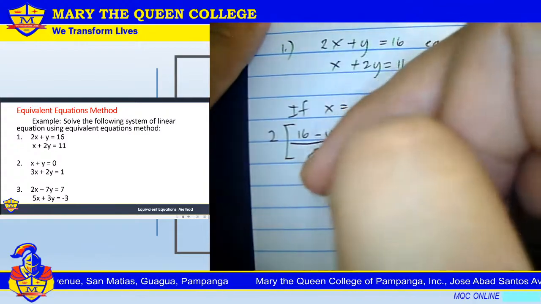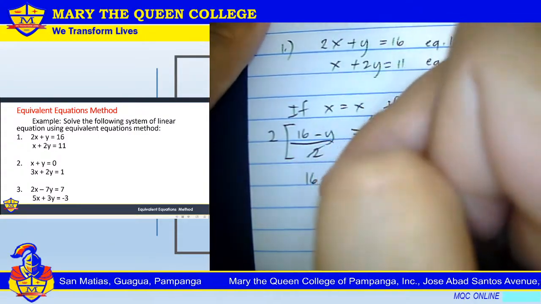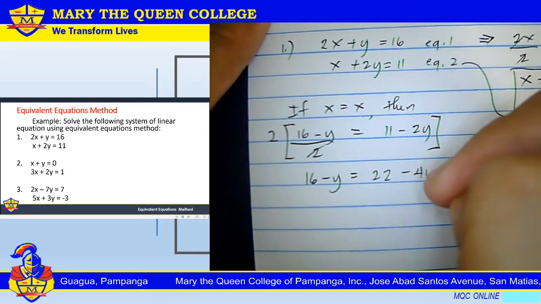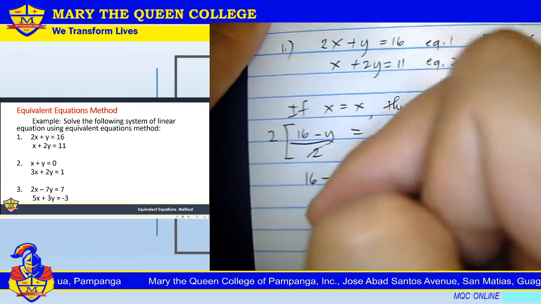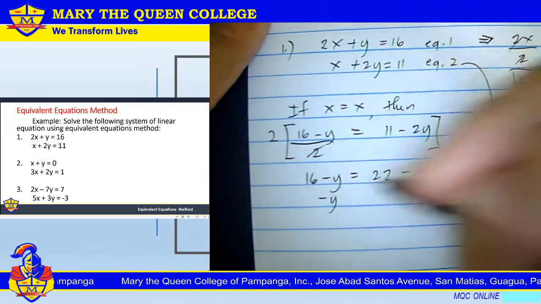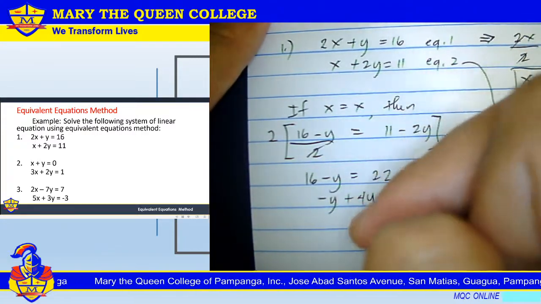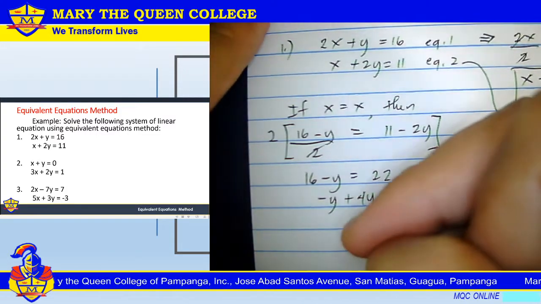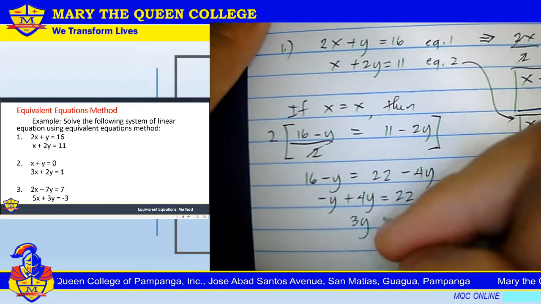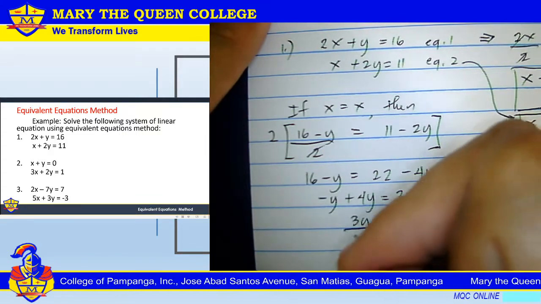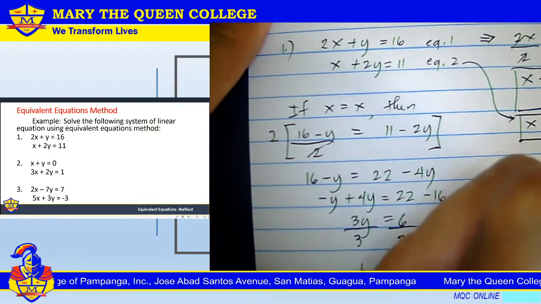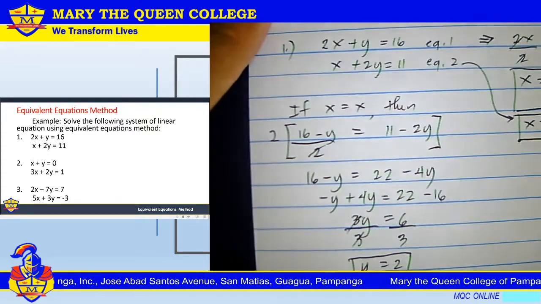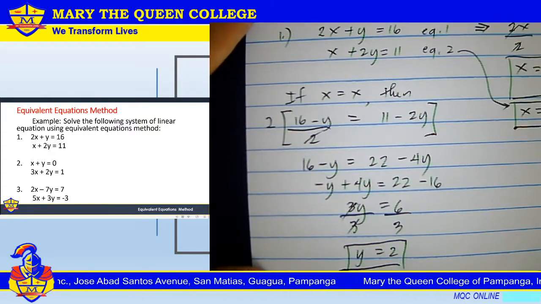Okay? So, we now have 16 minus y is equal to 22 minus 4y. Then, transpose na tayo. We have negative y plus 4y is equal to 22 minus 16. Then we will get 3y is equal to 6. Divide 3 both sides. So y is equal to positive 2. Okay? So meron na tayong value for y.